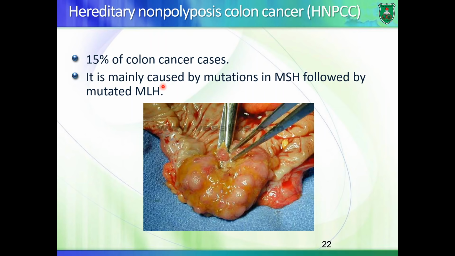HNPCC is actually caused by mutations mainly in MSH, and some of them are caused as a result of mutation in the MLH protein. So people who have mutated repair systems are prone, susceptible, they have a chance of developing cancer. Because really, what is cancer? How is cancer caused?